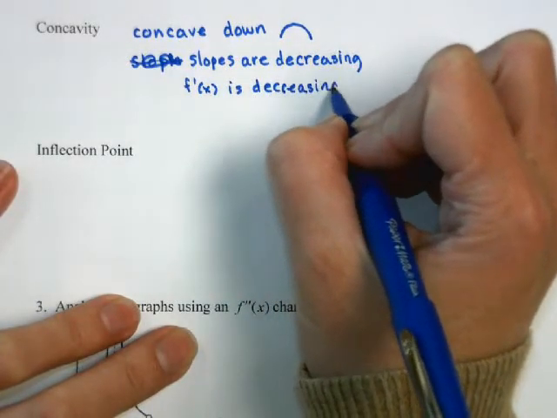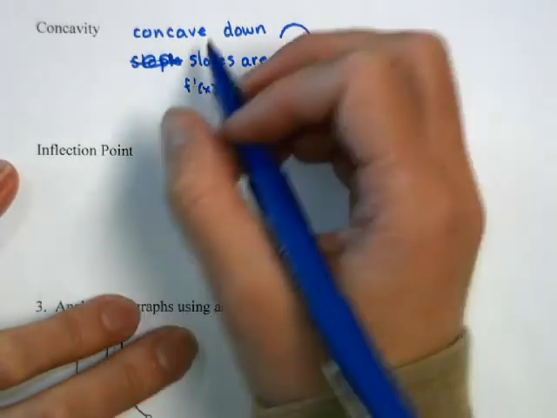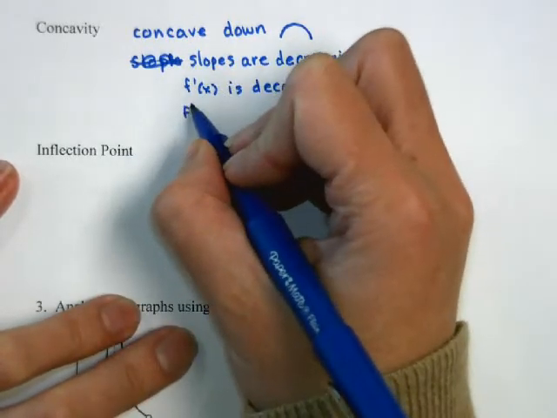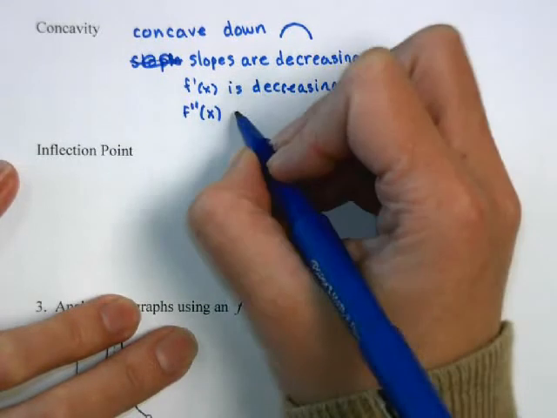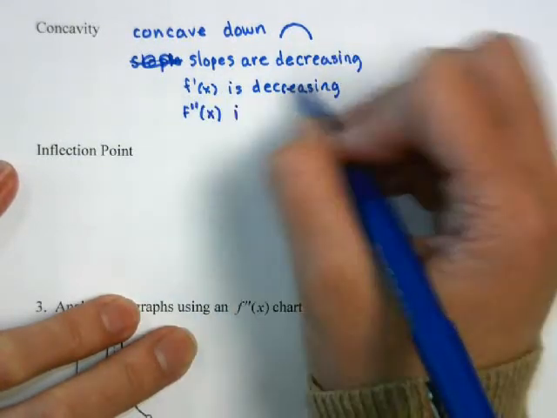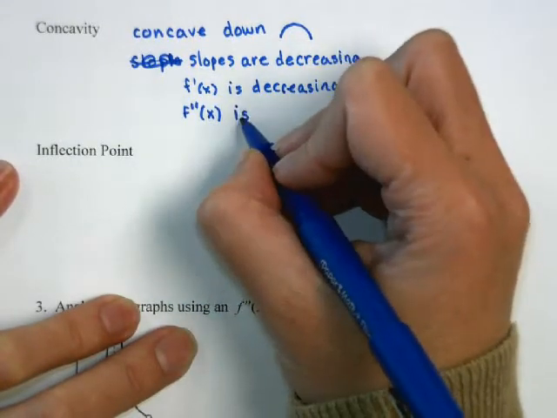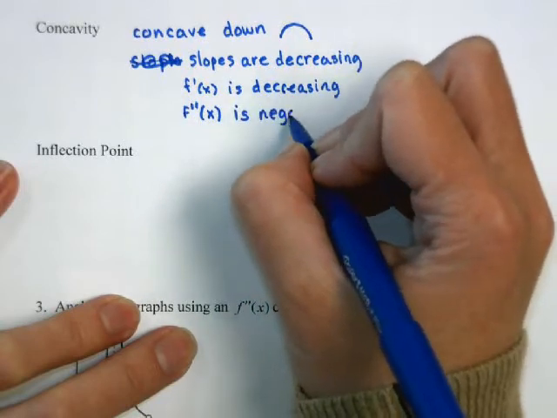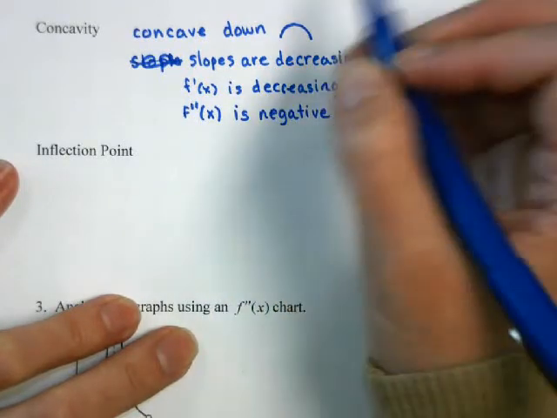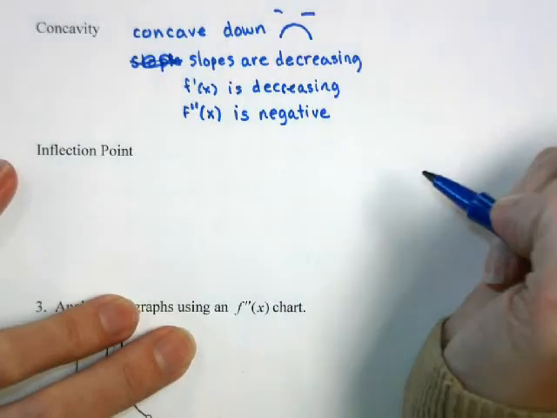And that's just saying the same thing. Slopes and f prime are the same, which means f double prime, the derivative of this, if this is decreasing, then its derivative is negative. So we make a sad face for concave down.